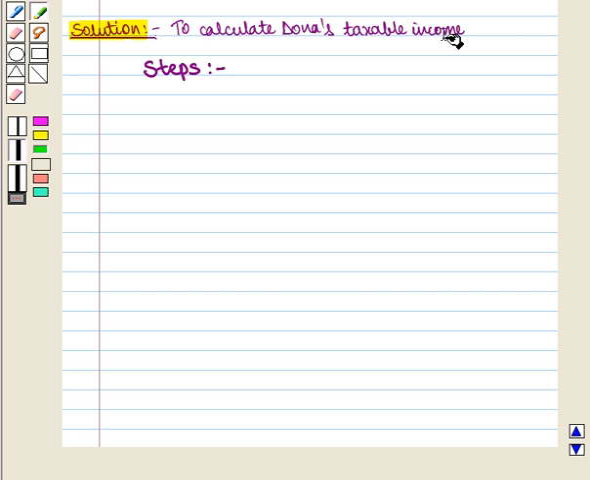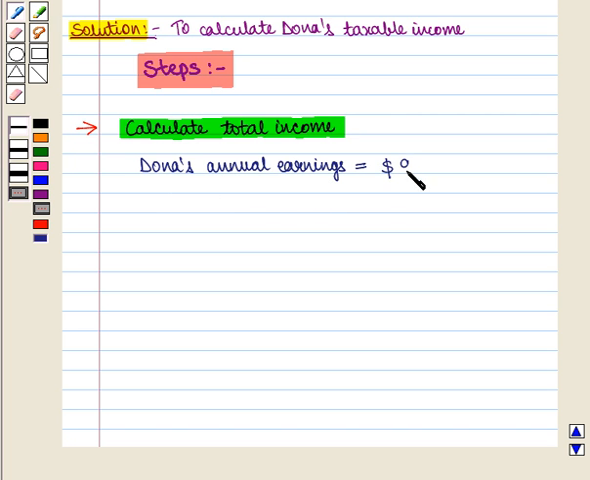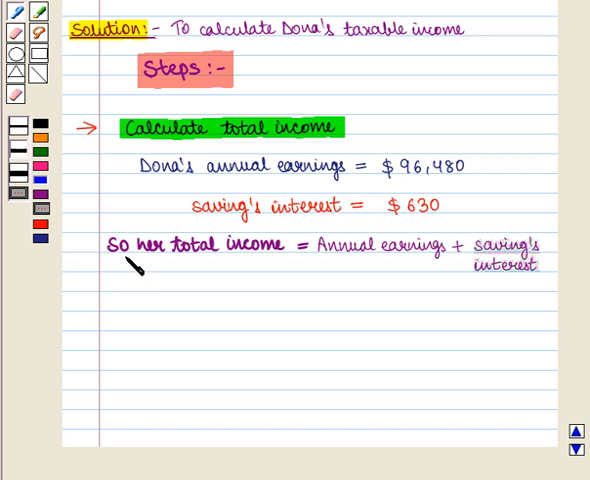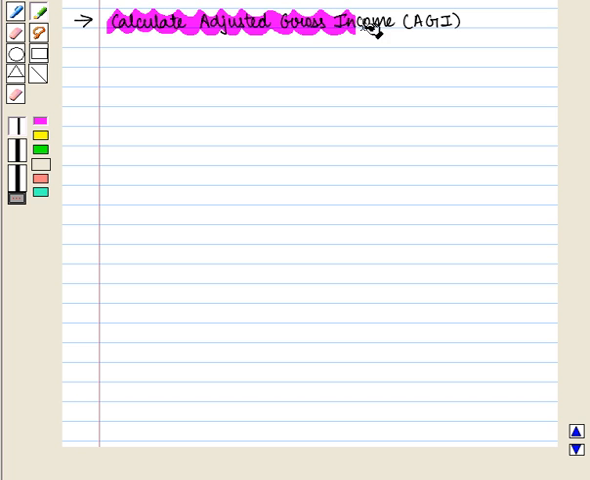To calculate Dona's taxable income, we will follow the following steps. In the first step, we will calculate total income. Dona's annual earnings are given as $96,480. In addition to this, she also earned savings interest, which is given as $630. So, her total income will be given by annual earnings plus savings interest, and this is equal to $96,480 plus $630, and this is equal to $97,110. So, her total income is $97,110.